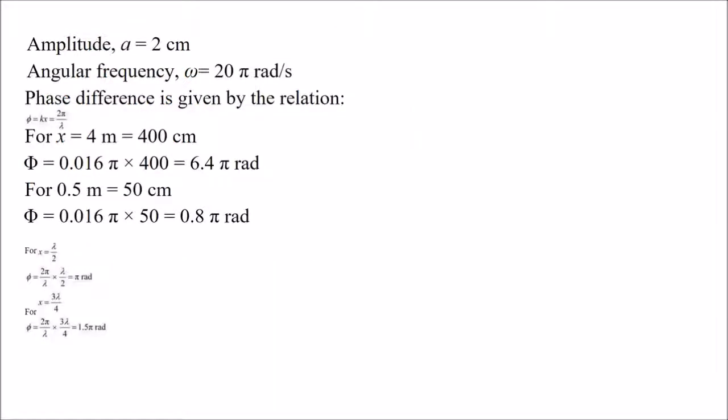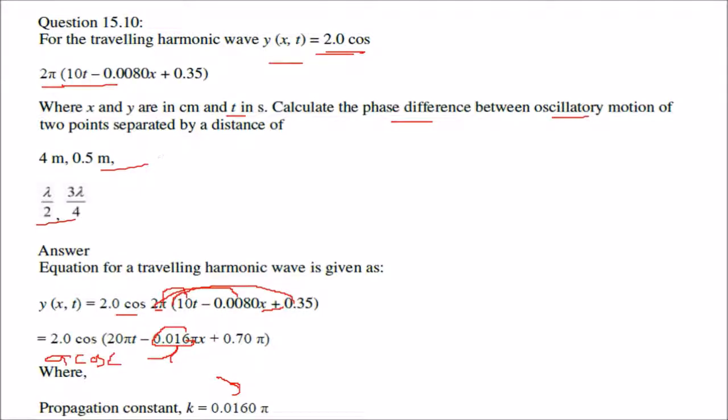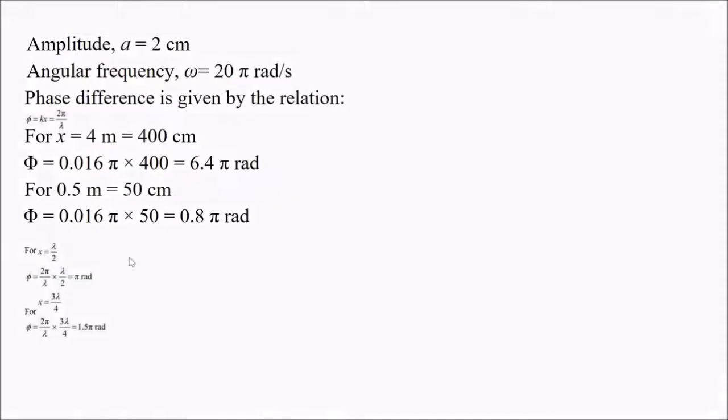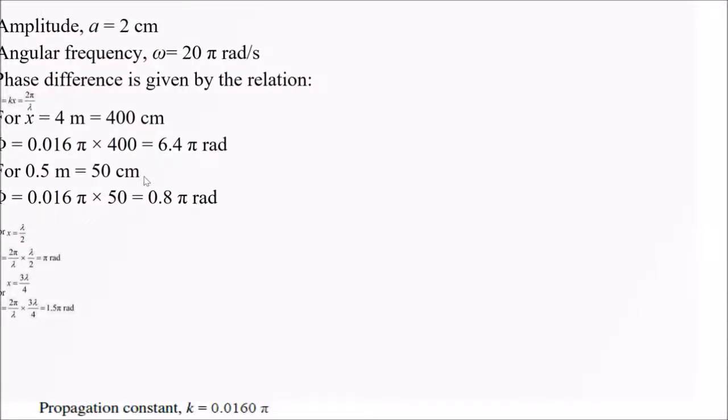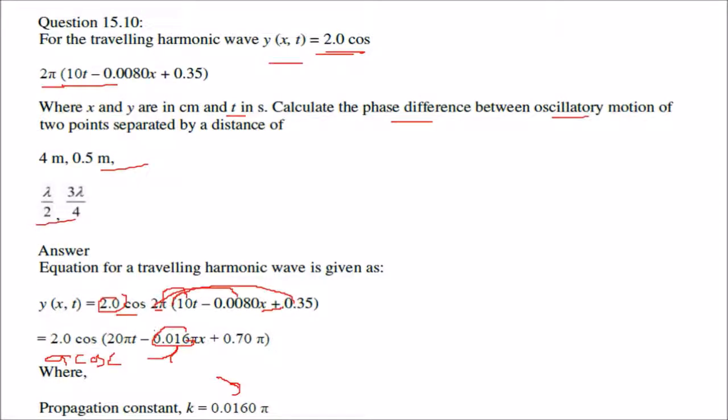And when you compare the amplitude, the amplitude is 2. Amplitude is also known to us. And then angular frequency omega is of course 20 pi. This is omega, 20 pi.